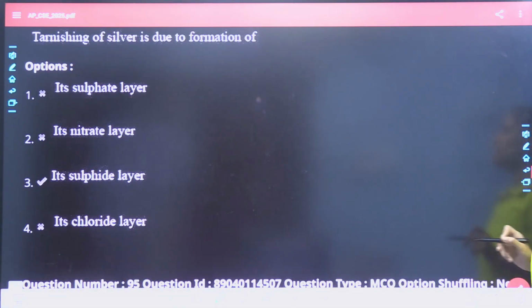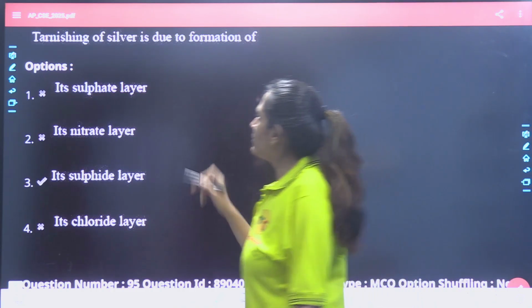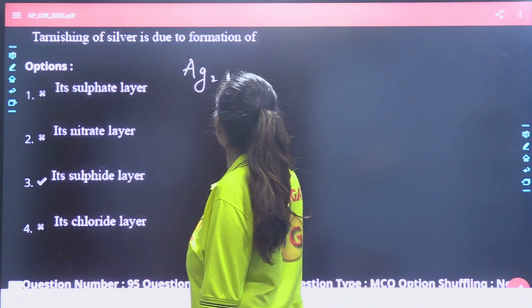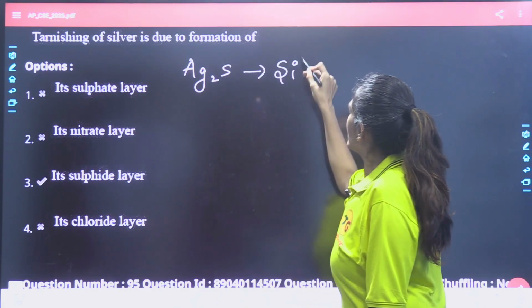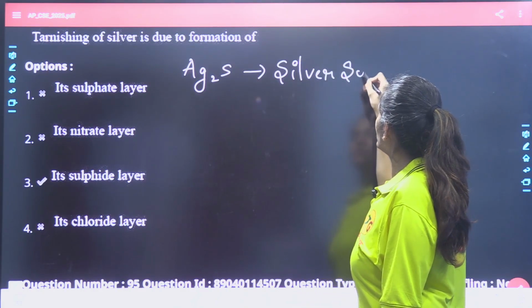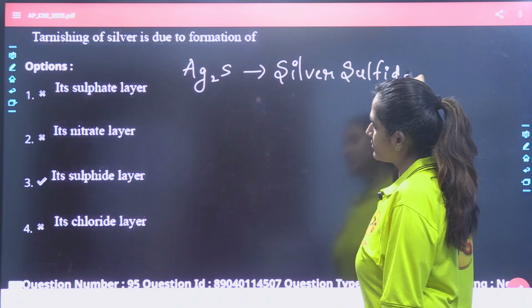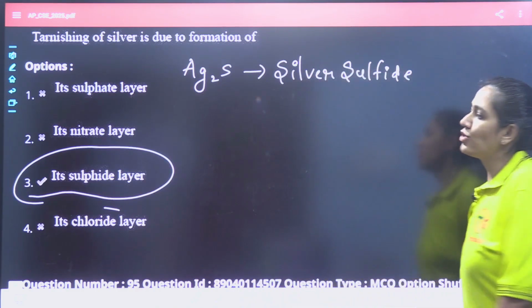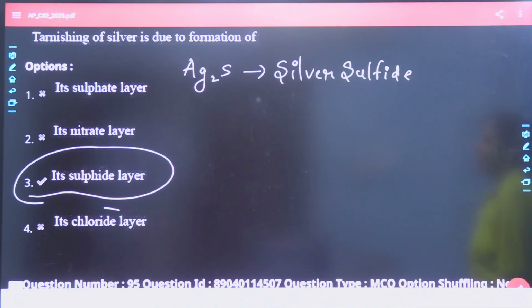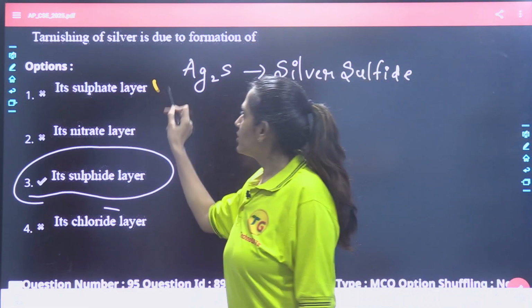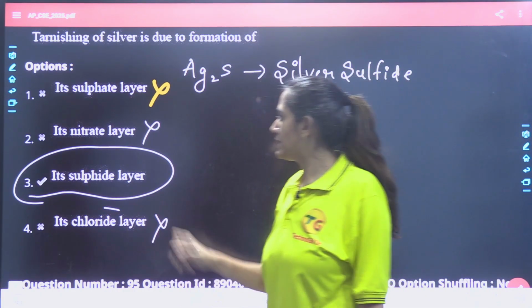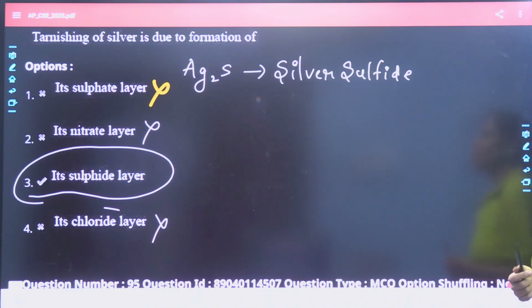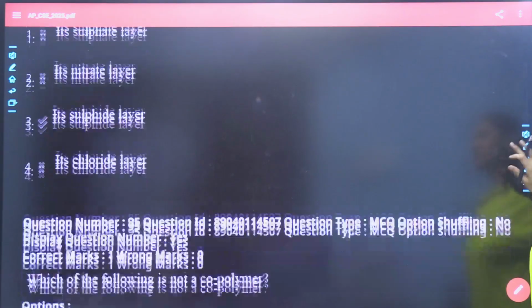Tarnishing of silver is due to the formation of silver sulfide. We know that the tarnishing of silver is due to silver sulfide, so it's a sulfide layer. That would be the correct option. It's a sulfide layer, not sulfate, not nitrate and not chloride layer. So the correct option would be option number 3. The next question.